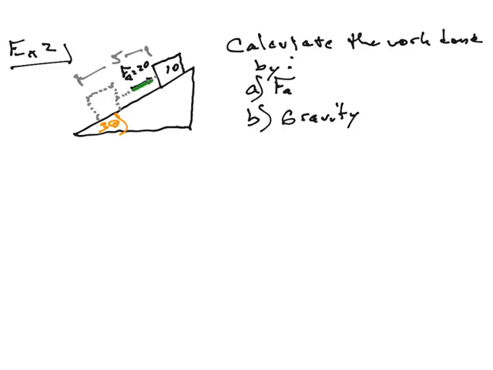Well, let's look. What are the forces? We've got the applied force. That's one force. That's part A. And then we also have gravity. That's part B. So those are my two forces. For each of them, I have to calculate the work. Okay. Let's look at part A. The work done by my applied force.